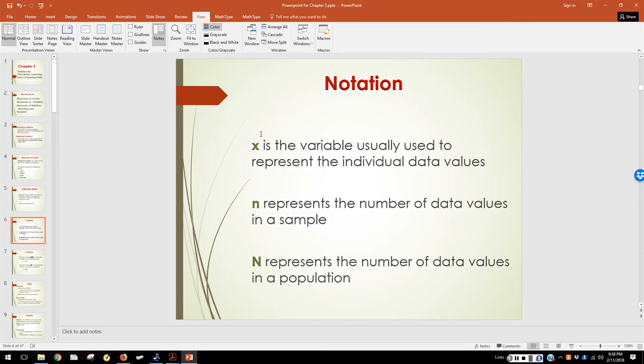Notation used here is, we refer to the data as X. X is the variable that we use to represent the individual data values. Lowercase n represents the number of data values in a sample of data, or capital N if it's a population of data. It also is what is commonly referred to as the sample size, which of course is the number of data values. Capital N, as I said, represents the number of data values in a population.